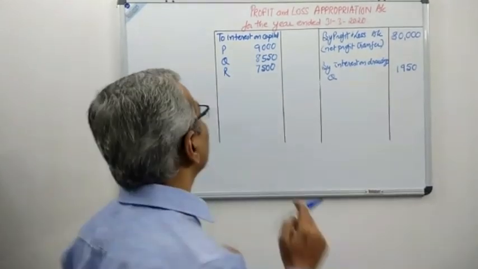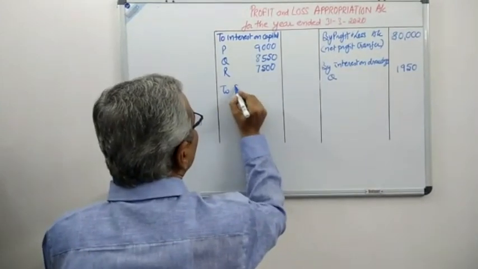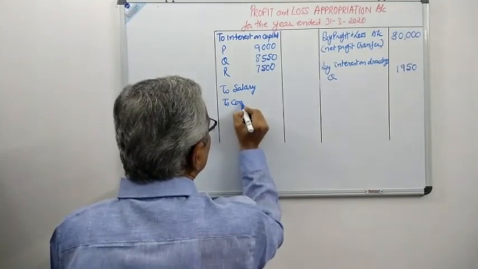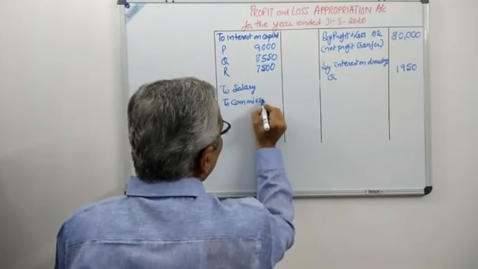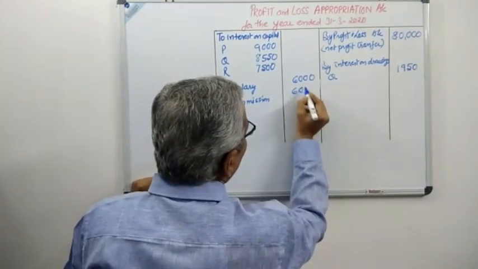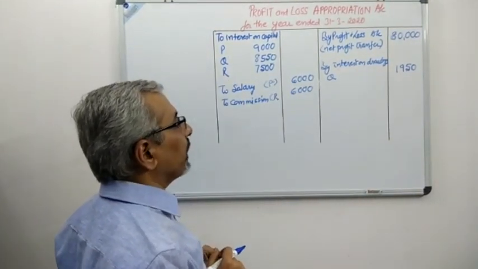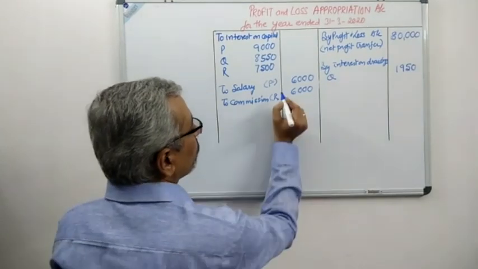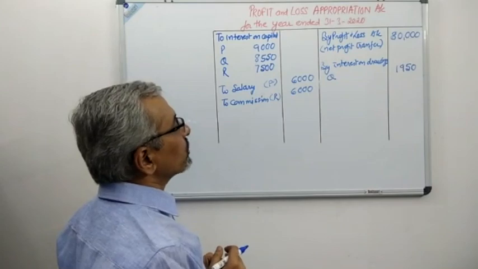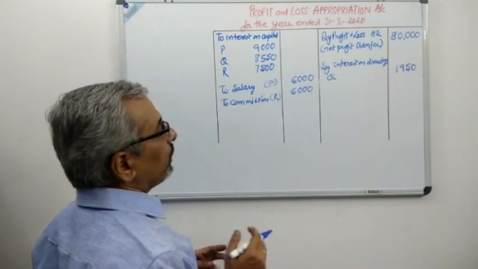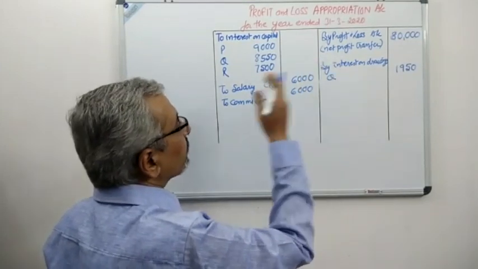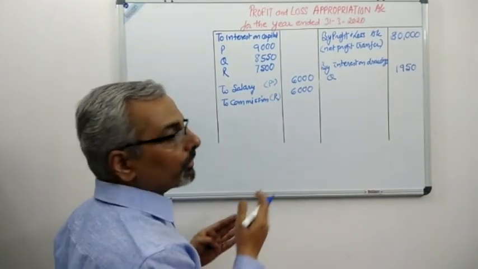Okay, so we'll write that over here to salary and to commission. If you remember very carefully, both the amounts were 6,000 each. P had got the salary and R had got the commission, so we have posted that to salary P 6,000, to commission R 6,000. Now we'll do the totaling of that, and then we'll compare the debit side and the credit side and see what is the profit of the firm.